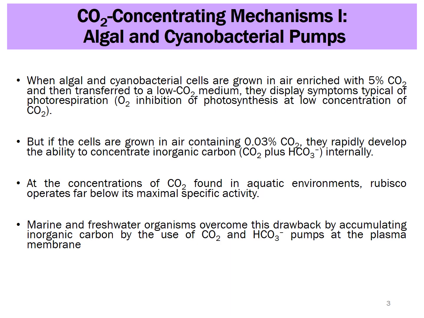Under these low carbon dioxide conditions, the cells no longer photorespire because they concentrate the amount of carbon dioxide by a mechanism they have. At the concentrations of carbon dioxide found in aquatic environments, rubisco operates far below its maximal specific activity. Marine and freshwater organisms overcome this drawback by accumulating inorganic carbon by the use of carbon dioxide and bicarbonate pumps at the plasma membrane.